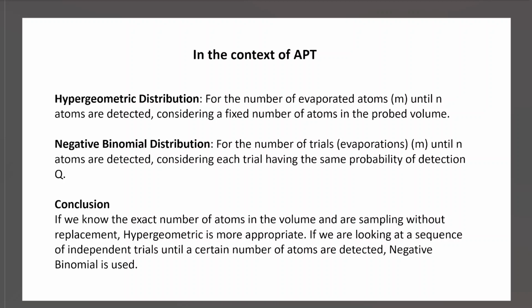If you still have doubt, I can explain again. Let me explain this slide again. In the context of APT, when we are discussing the evaporation process, the number of atoms is finite, and the evaporation process is like selecting an atom without replacement. Hence the outcome of a trial affects the probability of future trials. So we use hypergeometric distribution, and when it comes to the number of atoms being detected, we use the negative binomial distribution. Just a minute.